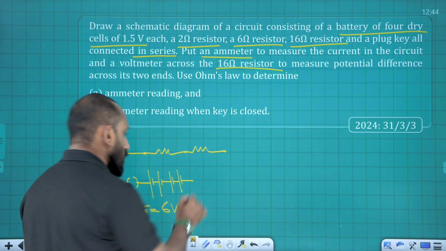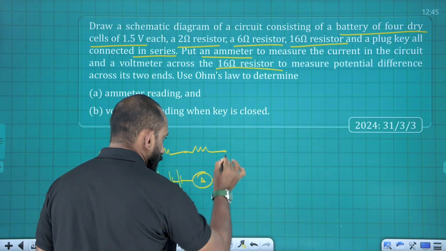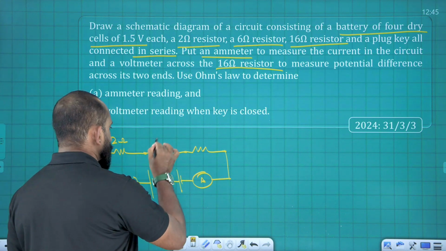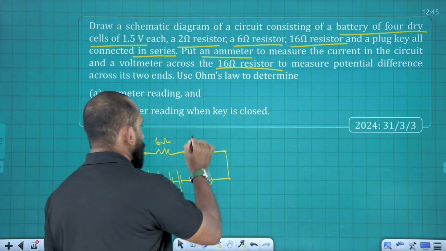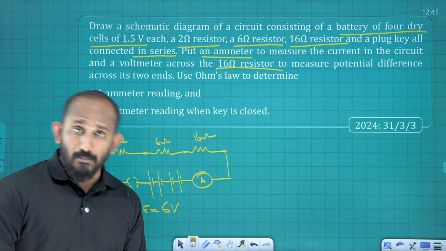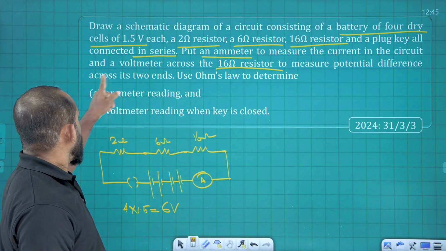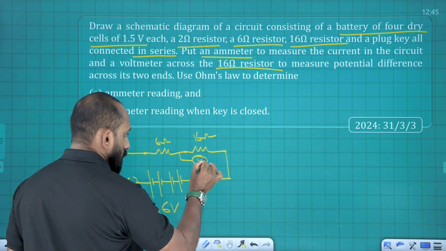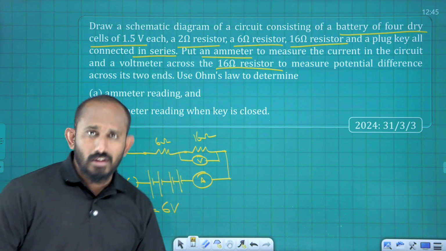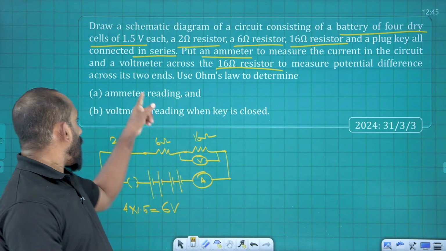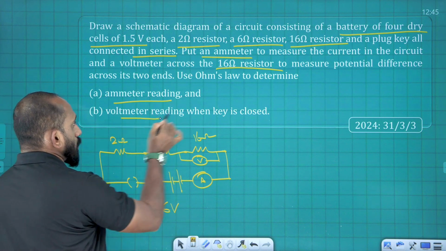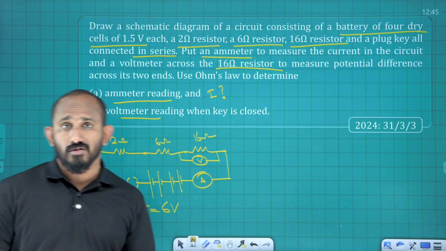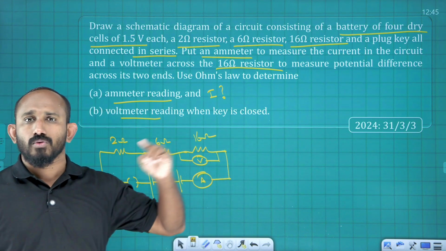Then an ammeter is connected. Give the values for these: it is 2 ohm, this is 6 ohm, and this is 16 ohm. Now one more is given: a voltmeter across the 16 ohm resistor. So a voltmeter is connected across 16 only. You have to find what? Ammeter reading and voltmeter reading. Ammeter reading means I, the total current. The ammeter can be connected anywhere, but it should be in series, and in a series circuit the same current passes through each device.